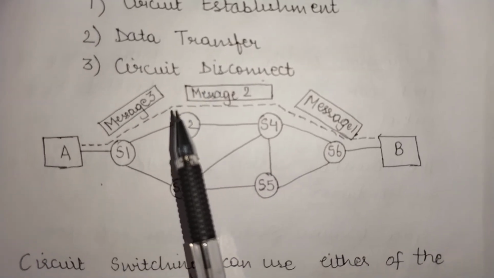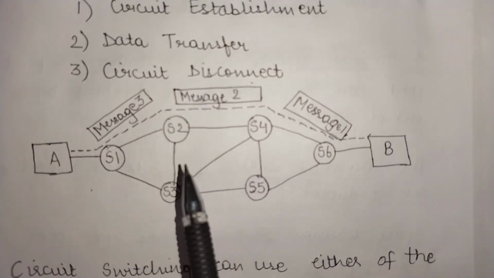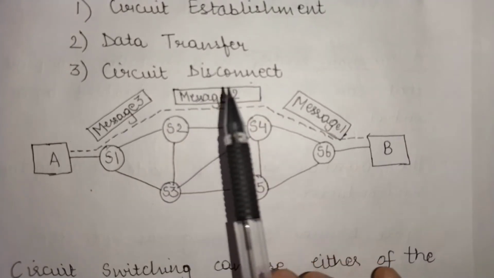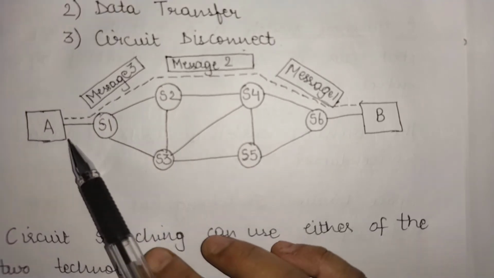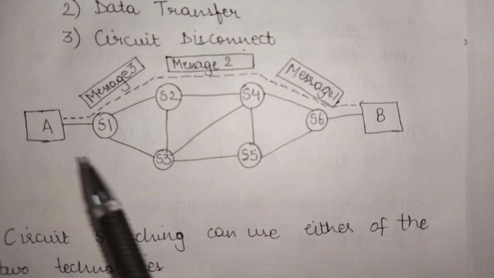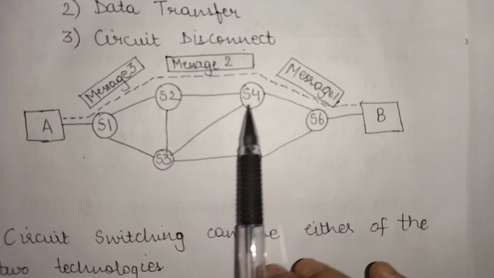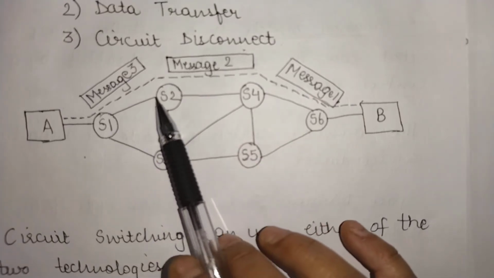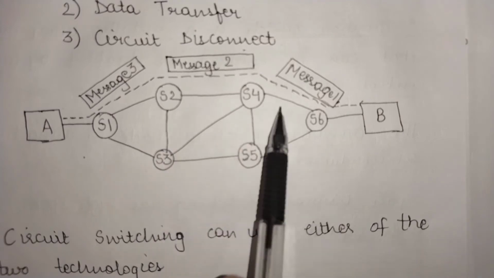Once the entire data has been transmitted and the sender does not need to transmit any data further, the circuit or path is disconnected. So basically, if I consider A to be the sender and B to be the receiver, there are various switches. S1, S2, S3, S4, S5, S6 represent the switches. There are various paths going from S1 to S6. There are multiple paths, as you can see here.